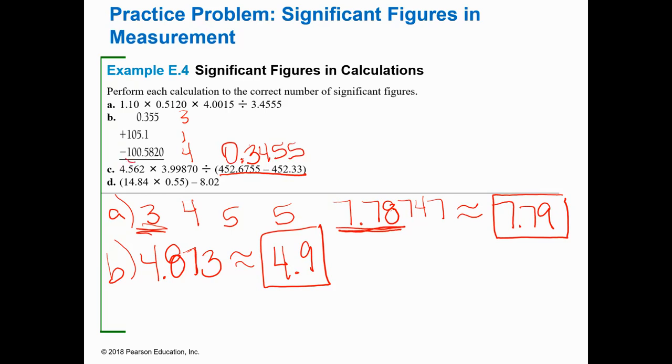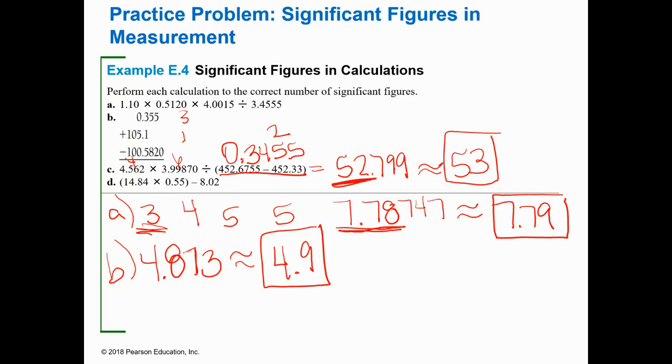So from here, I've got 4, way more than 4, 6, and now I'm keeping 2 from this one. So I've got 4.562 times 3.99870 divided by 0.3455, and my answer comes out to 52.799. Again, we're only keeping 2 total because from my subtraction, I was only able to keep 2. So C comes out to 53.